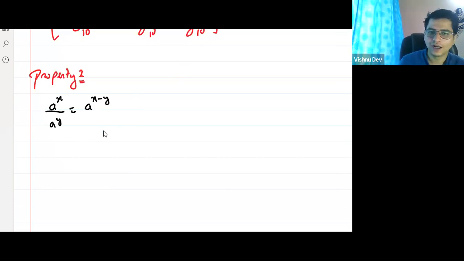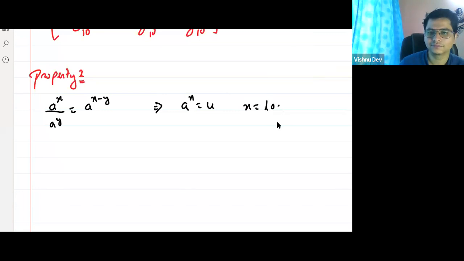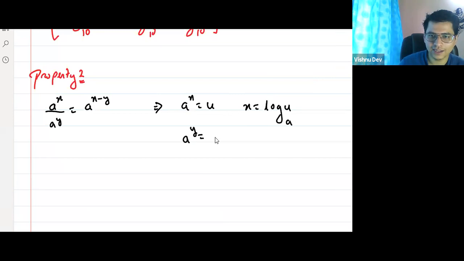Let's think about it. Suppose I write it like this: a^x = u. So what is x, guys? Log u, sir. Exactly. And a^y = v. Then what is y? Log v base a. ठीक है? It's not "by", it's base.